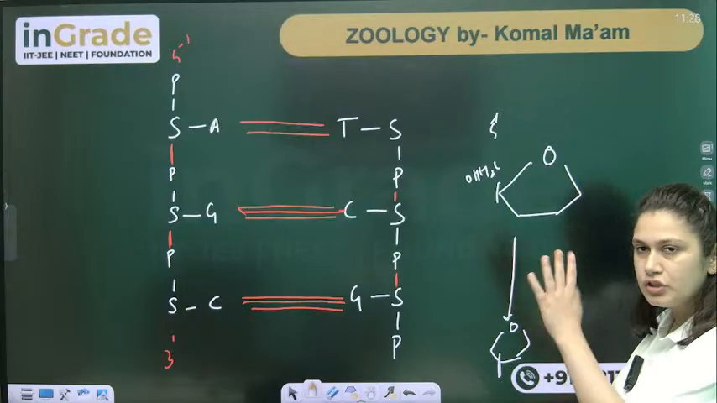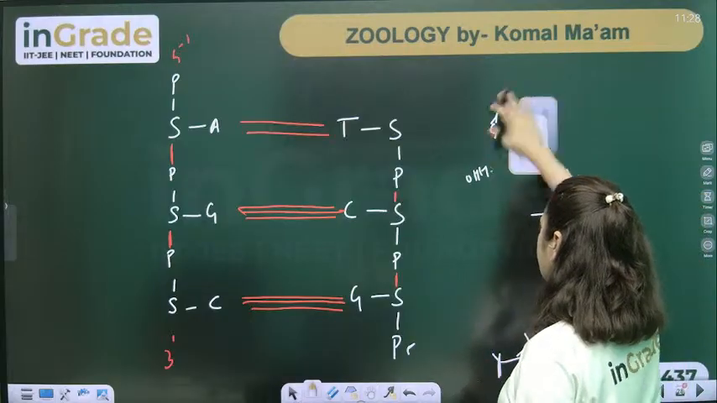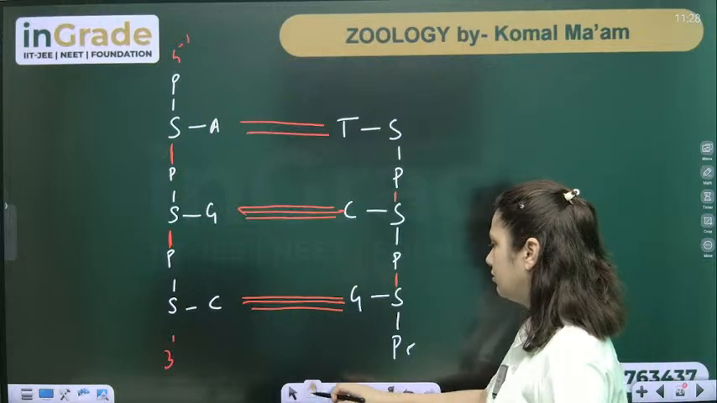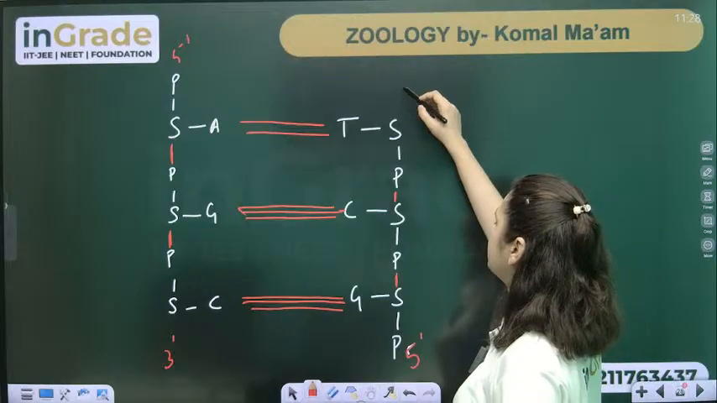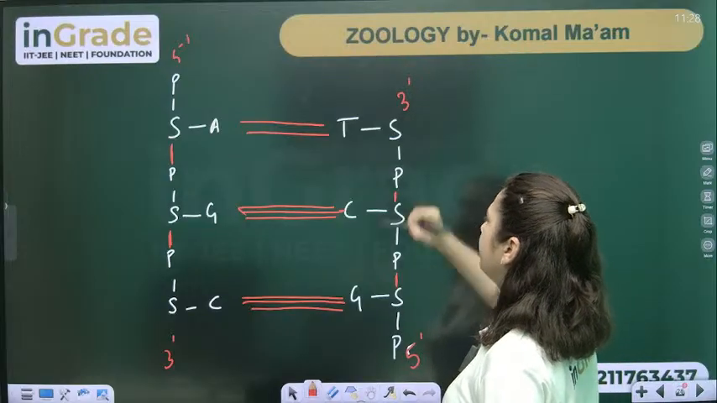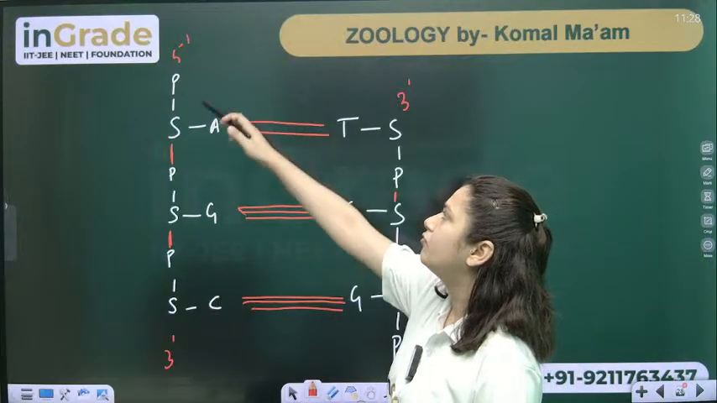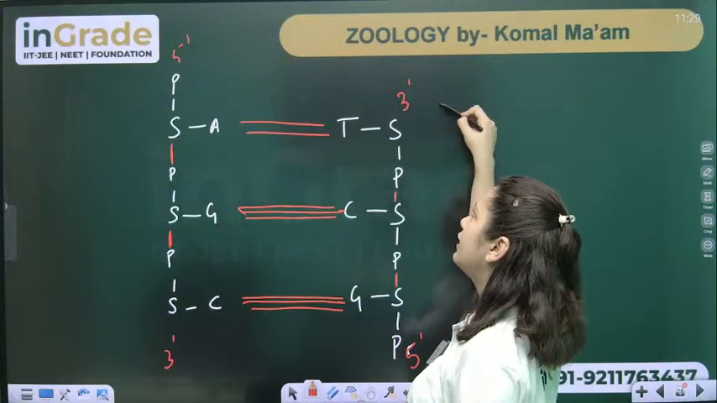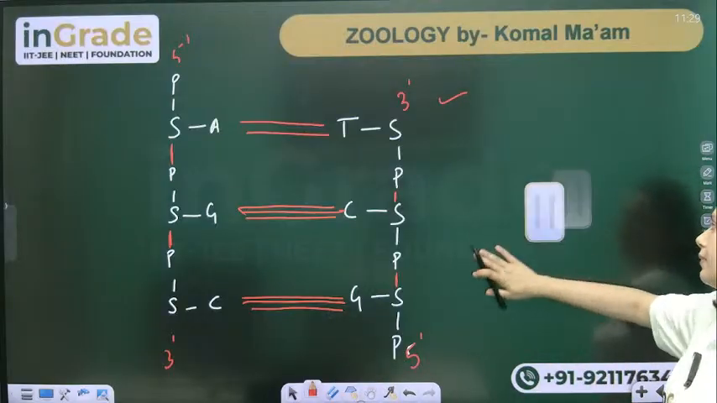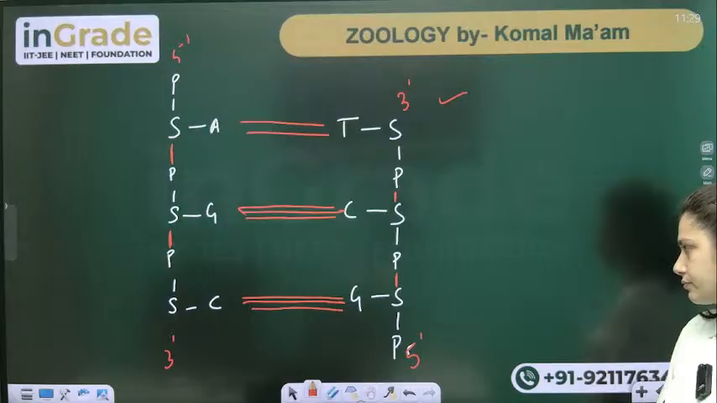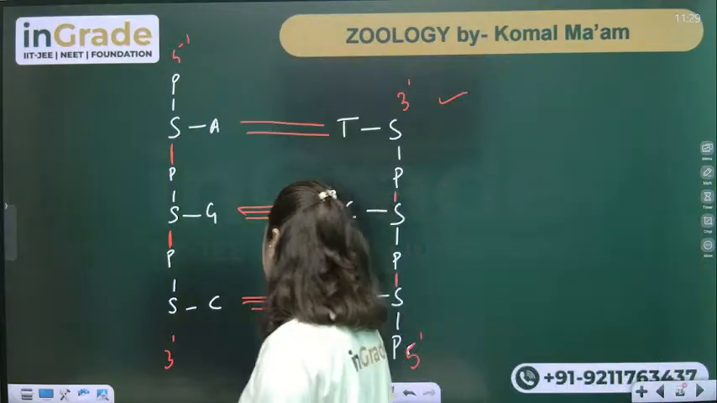And since the chain will be anti-parallel, this will become the 5 dash end, and this becomes the 3 dash end. Okay, so that's why it is said that the 5 dash end of one strand faces the 3 dash end of the complementary strand. Okay, class? Okay, let's discuss further now.